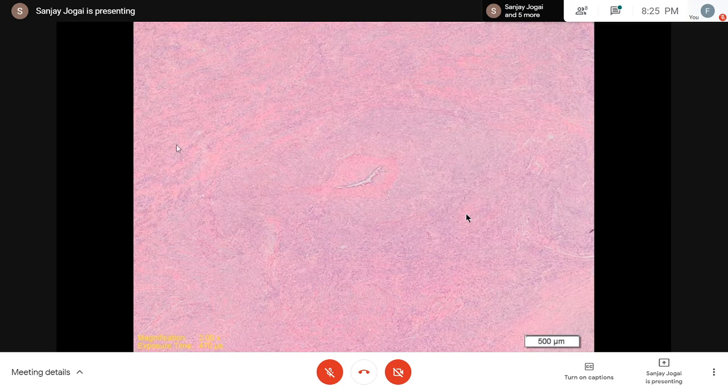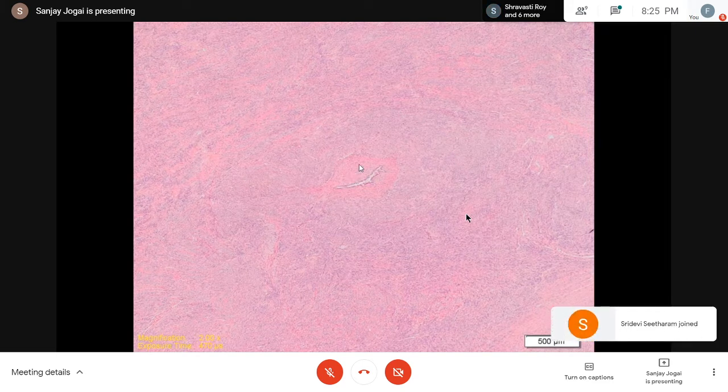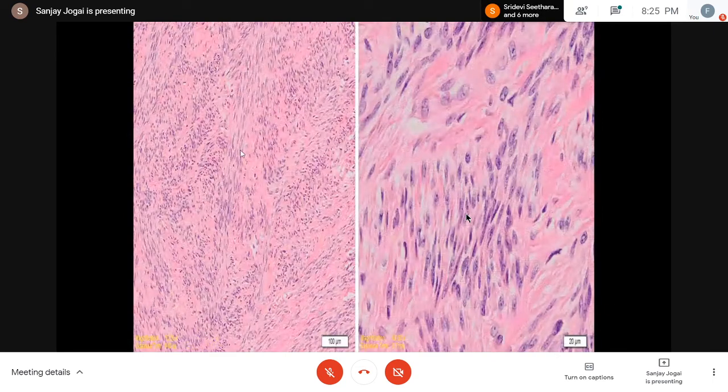Now, this is a low power view. You can't see much except that there are sort of thick walled vessels and a spindle cell proliferation. And on a high power, it's interesting because you have almost intersecting fascicles of these spindle-shaped cells. There is lots of cytoplasm. Some are pointed but otherwise tapered nuclei. You can't see a single mitotic figure.